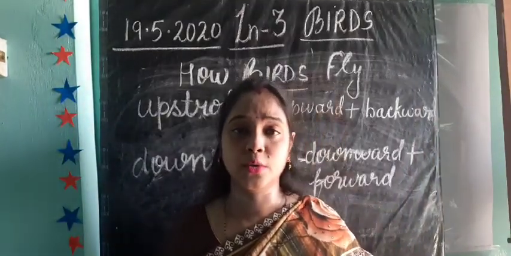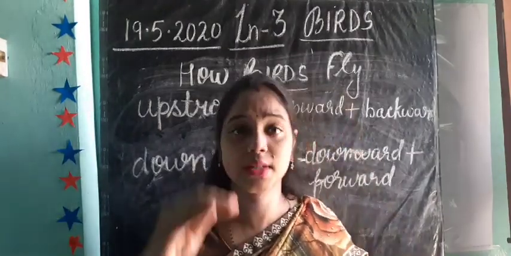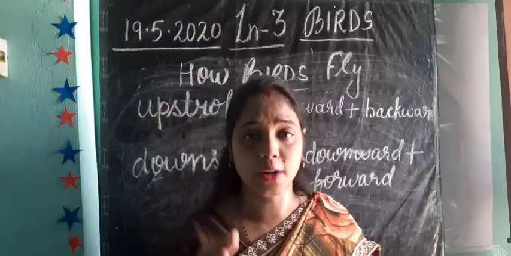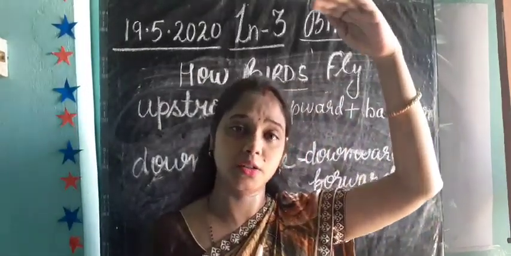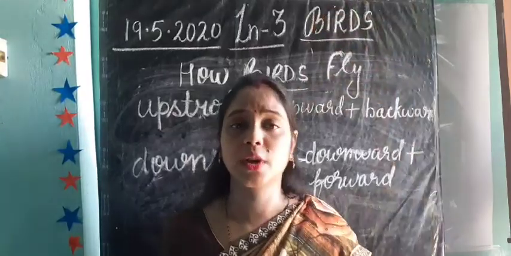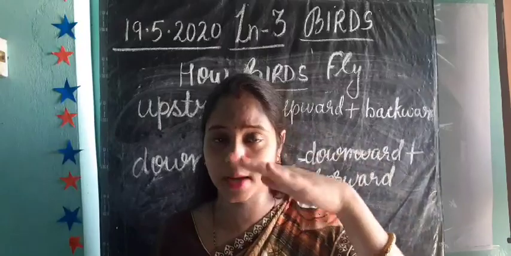Then sparrow, myna can fly at very low height. Height means कम ऊंचाई पे. Sparrow, myna, these birds cannot fly at a high height. These birds can fly only at low height, कम ऊंचाई पे उड़ते हैं.